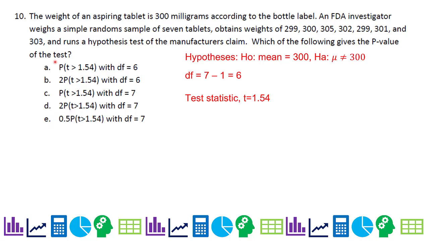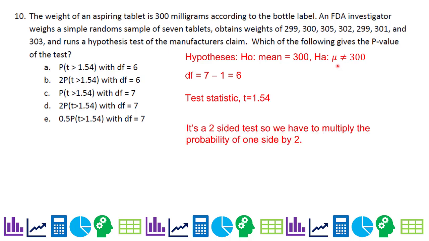So I'm still trying to choose between A and B. Well, what I need to do is look at that alternate hypothesis right there. It's a two-sided test, so that means I have to multiply whatever probability of being that test statistic and more extreme by 2. So my correct answer is B.